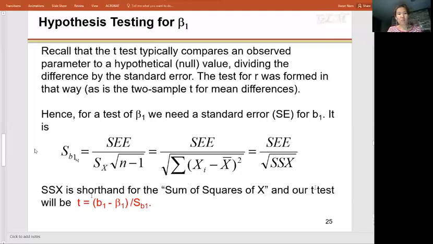Our t-test will be t equals this numerator divided by the standard error. So do you remember the null hypothesis, beta 1 equals 0? So t-test is B1 over SB1, okay?